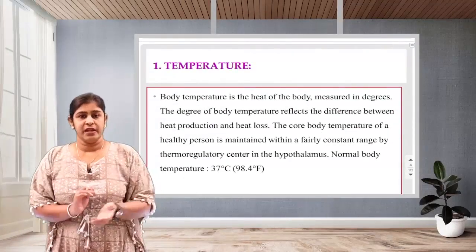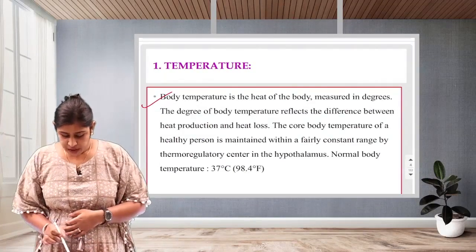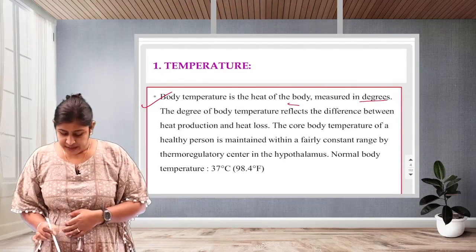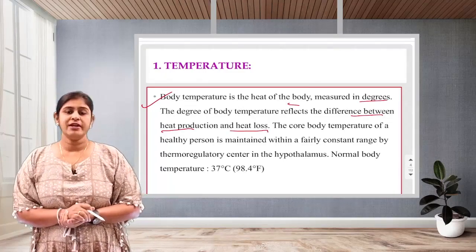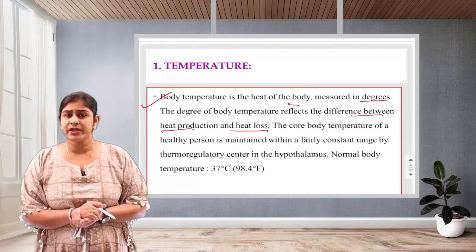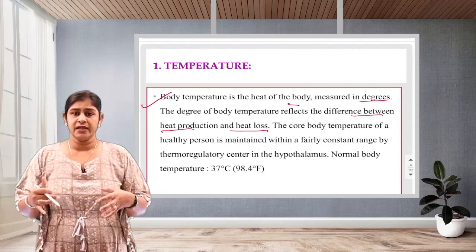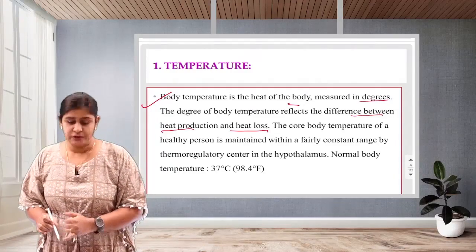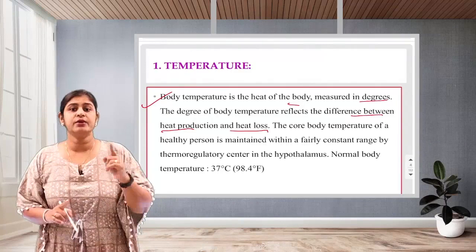First is temperature. Body temperature is the heat of the body measured in degrees. The degree of the body temperature reflects the difference between heat production and heat loss. So what does body temperature refer to? It is the temperature maintained by our body, the heat of the body, which is measured in degrees.